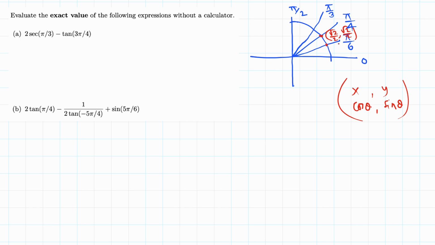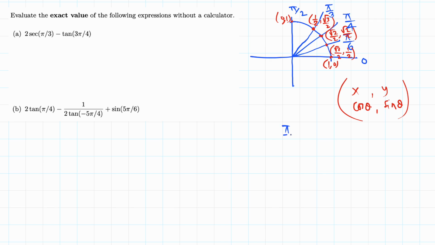And here comes 30, pi over 6, that is root 3 over 2, comma 1/2. And here is just the opposite of this, in the reverse order, 1/2, root 3 over 2. And this is obviously the unit circle, so this is 1, 0, and this is 0, 1. Okay, and let's remember, this is in the first quadrant.